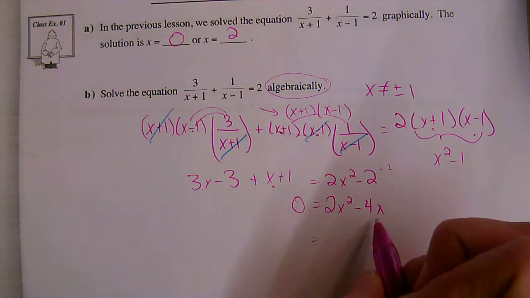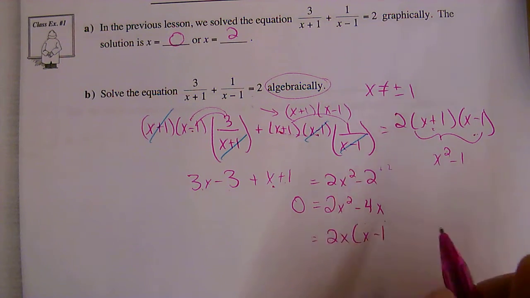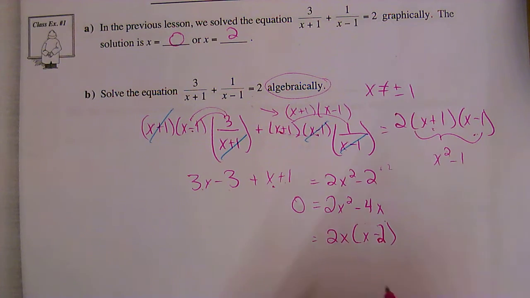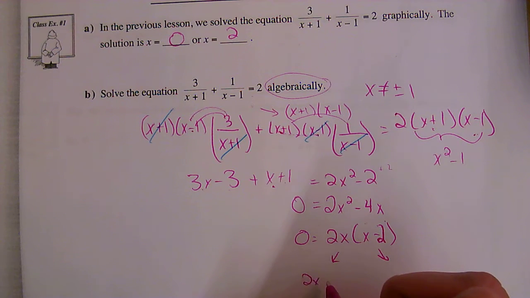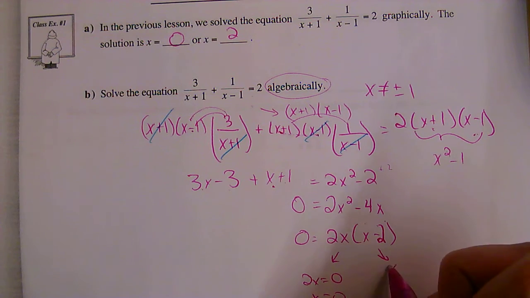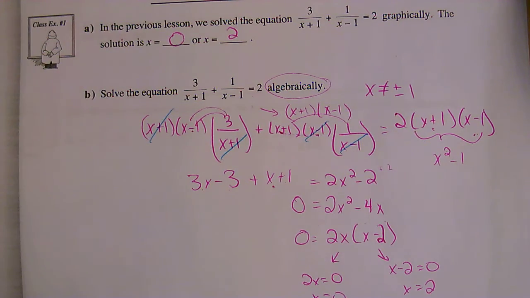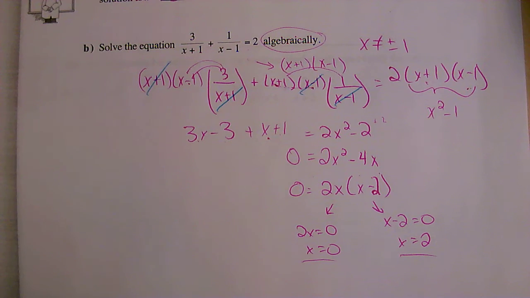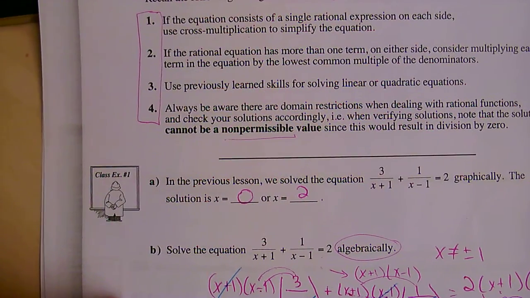So then I want to factor out that 2x. Oops, 2. There we go. And then I set each of them equal to 0, and there are my two answers. So nothing new there. We're still using those steps that we talked about last lesson.